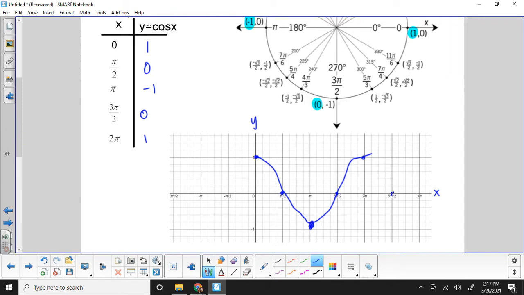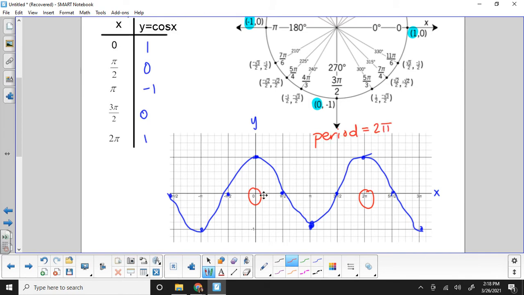Now, I could continue on these quarter turns, and my graph will continue to oscillate. However, one period of our graph is considered to be 2 pi units long. The reason why is because it takes from 0 to 2 pi to complete one revolution, or one time around our unit circle. So we say the period of our cosine graph is 2 pi.